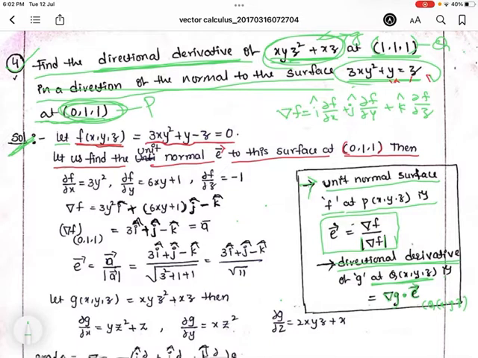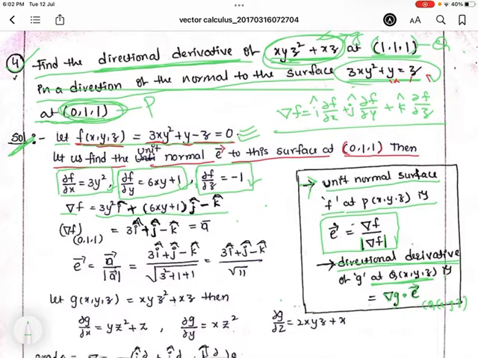From this function we have to find dou f by dou x, dou f by dou y and dou f by dou z. The dou f by dou x value is 3y square, dou f by dou y value is 6xy plus 1, and dou f by dou z value is minus 1. Substituting these values in the formula, del f is equal to 3y square i cap plus (6xy plus 1) j cap minus k cap.